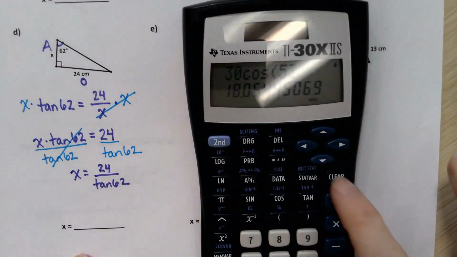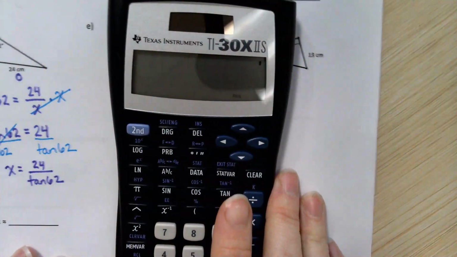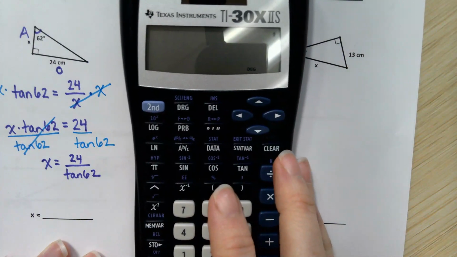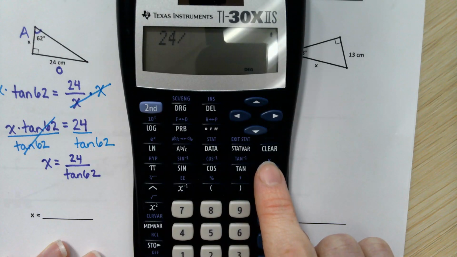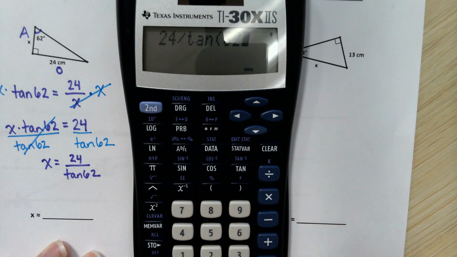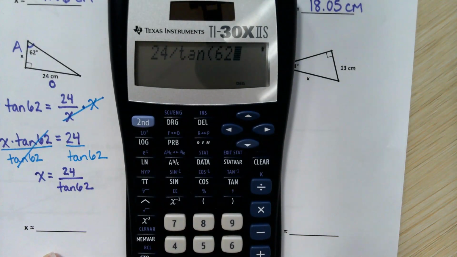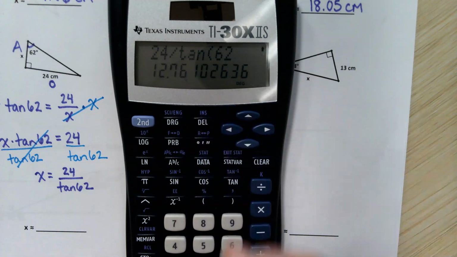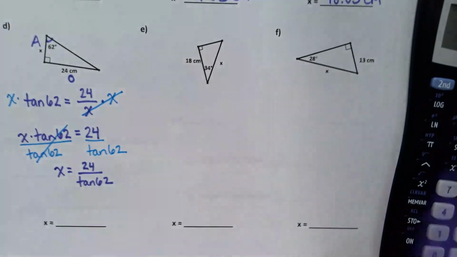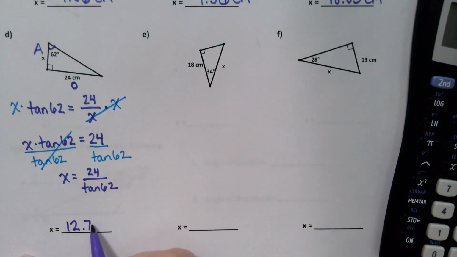So we're going to go to our calculator, and instead of typing it as a multiplication, we're going to type it as division. So 24 divided by tangent 62 is what that will look like on this calculator. We click enter, and then we do the same thing. We look at that third decimal place. It's a 1, which means I don't need to round up, so I'm going to leave this as is. 12.76 will give me my approximate answer for x and attach our units of centimeters.